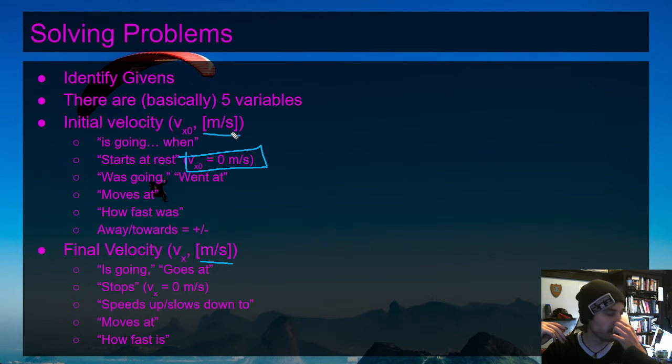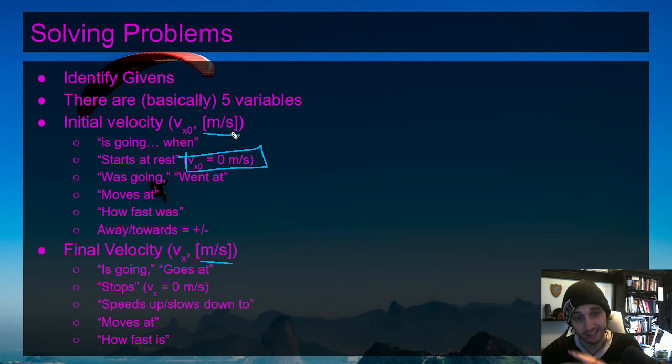And then the big ones are as far as being careful with positive or negative. If you know that it's going away from a thing, it's positive. Be careful with what the positive and the negative is. If it's forward, it should be positive. If it's backwards, it should be negative.